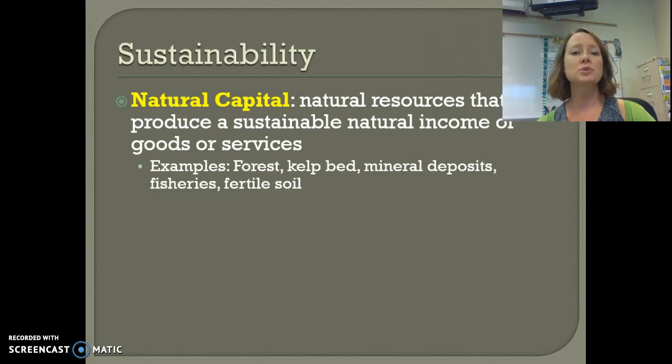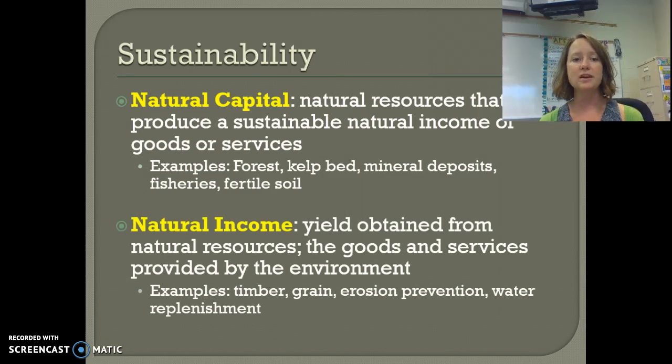But we want to make sure that we are not overusing our forests at a rate that they cannot replenish. Kelp beds, mineral deposits, fisheries, fertile soil are all examples of natural capital. We can use these resources, but as long as it's at a rate that they can be replenished. Natural income is the yield that we obtain from natural capital. So the goods and services.